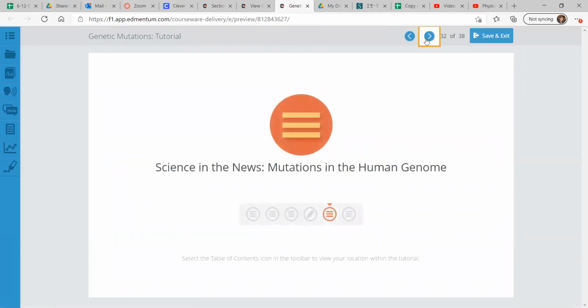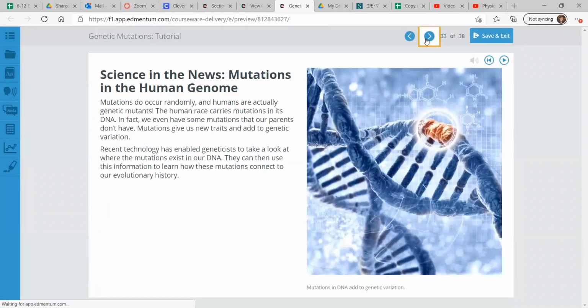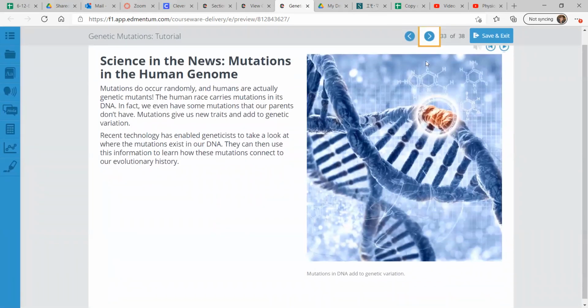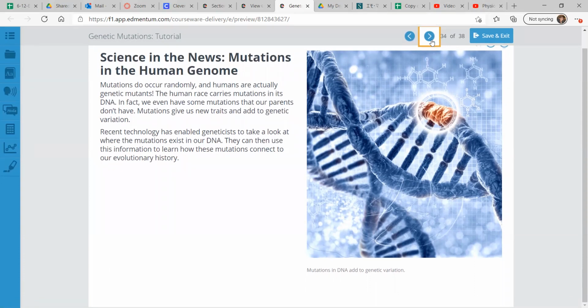Okay, so now we're looking at science in the news, mutations in the human genome. Mutations occur randomly, and humans are actually genetic mutants. The human race carries mutations in its DNA. In fact, we even have some mutations that our parents don't even have. Mutations give us new traits and add to genetic variation. Recent technology has enabled geneticists to take a look at where the mutations exist in our DNA. They can then use this information to learn how these mutations connect to our evolutionary history.